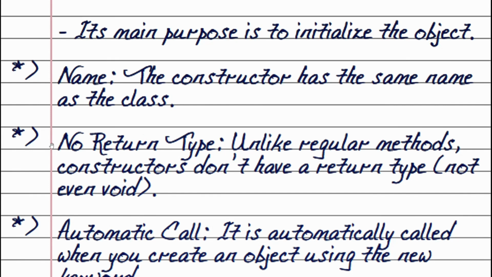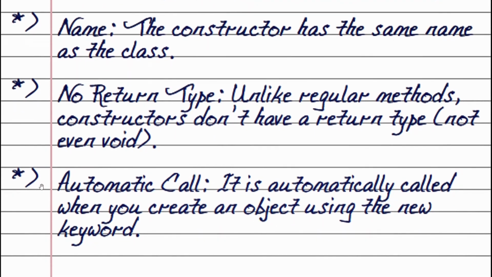The next point is no return type. Unlike regular methods, constructors do not have a return type. A constructor does not have any return type, not even void.